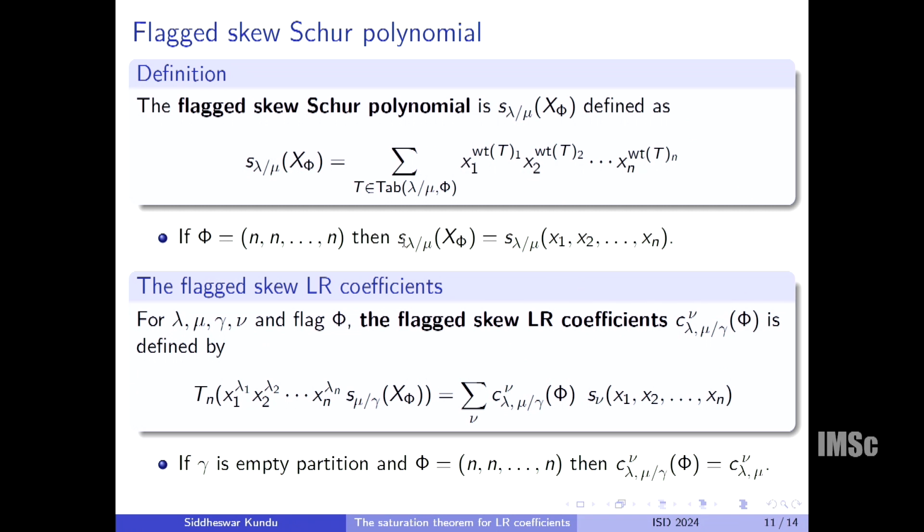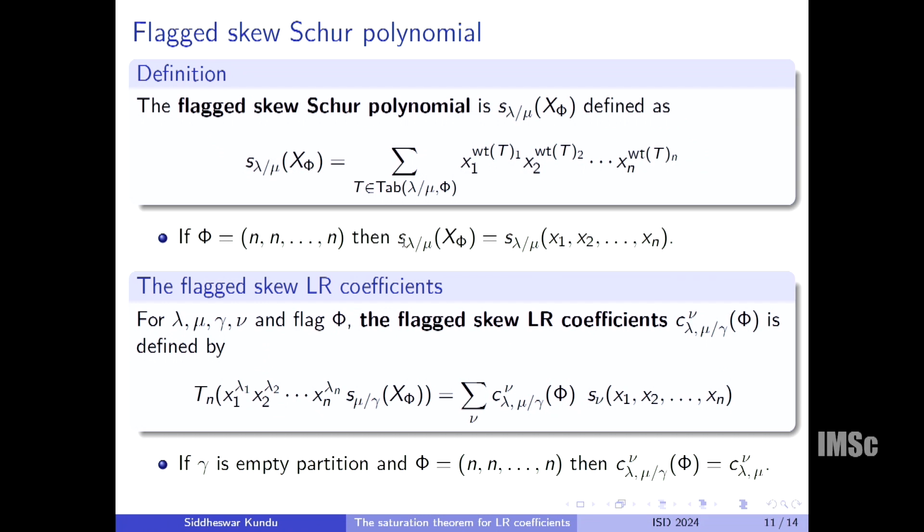Now what is the flag skew Schur polynomial? Remember I defined the skew Schur polynomial, where I take the summation over all tableaux of this skew shape. But for the flag skew Schur polynomial, I take the sum over only the flag skew tableaux, the weighted sum of the monomials. In particular, if we take phi equal to n, all entries n, then this flag skew Schur polynomial is actually the skew Schur polynomial S lambda/mu (x1, x2, ..., xn).